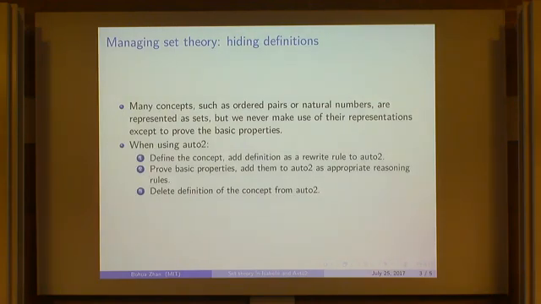The way we handle this is a 3-step process. We first define the concept, like ordered pairs. We add the definition as a rewrite rule to Auto2. Then we prove the basic properties and add them as reasoning rules. And then the key part is that we delete the definition of the concept from Auto2. So after we are done with this, Auto2 doesn't really know how ordered pairs are represented. It will never try to expand the non-intuitive definition. Instead, it will just use the basic properties that we are familiar with about ordered pairs. This is applied everywhere, and we'll see examples in the demo.